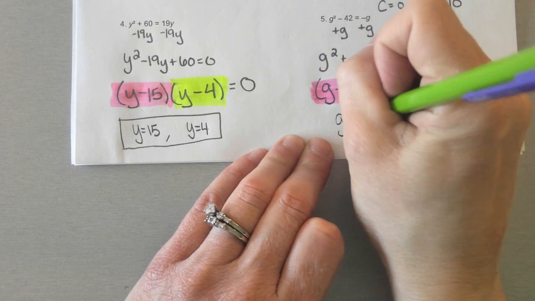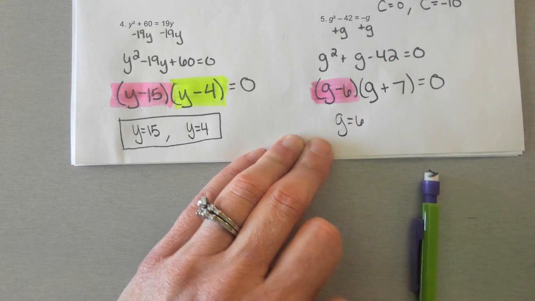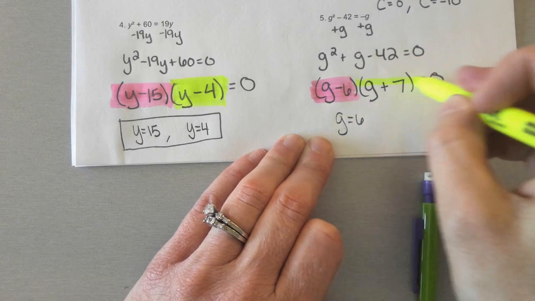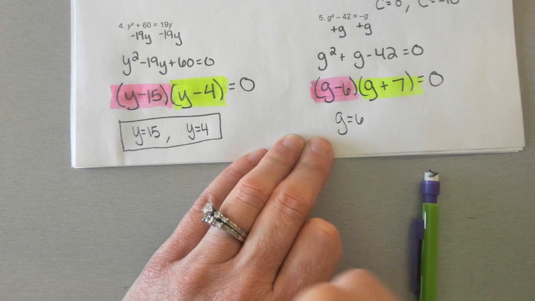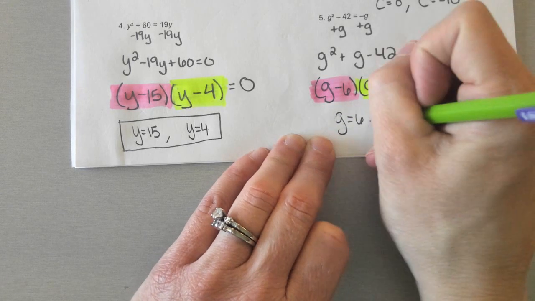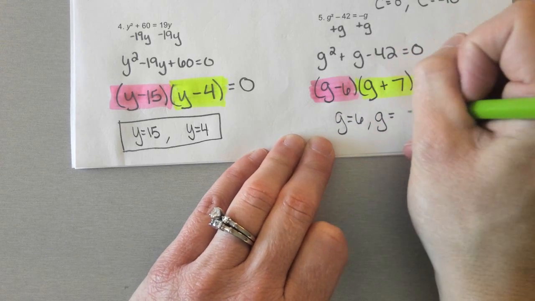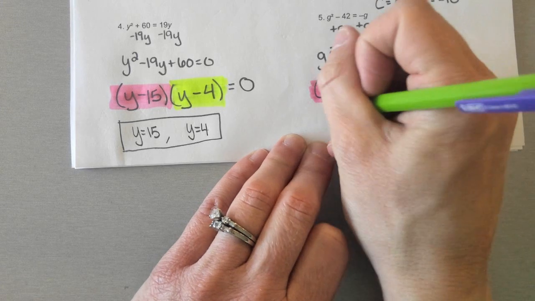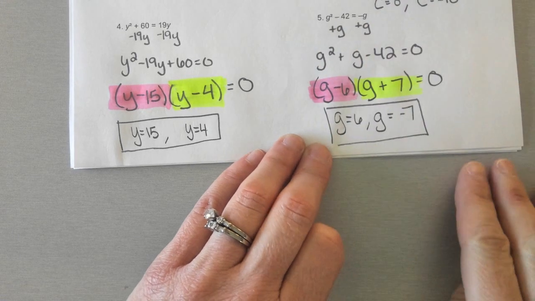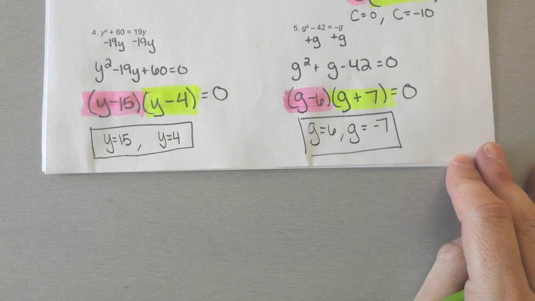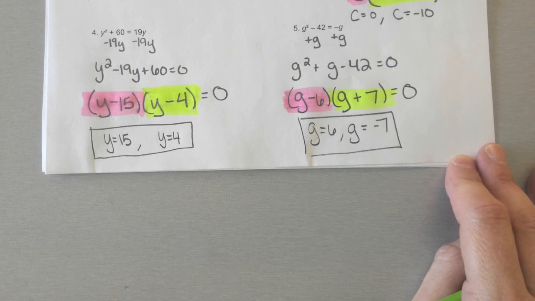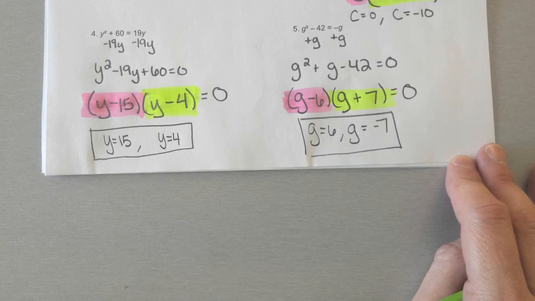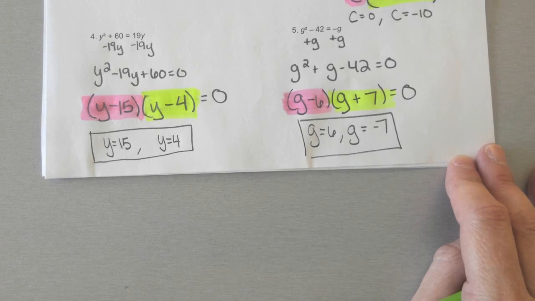G were 6. Perfect. Let's look at the second parenthesis now. What would make the second parenthesis 0? Negative 7. And again, like I said, I'm not a big punctuation person. This is a spot we use it though in math. We use a comma. And that's showing I could have either solution. Again, G can't be 6 and negative 7 somehow miraculously at the same time. It's not a thing. Okay? It's one or the other.